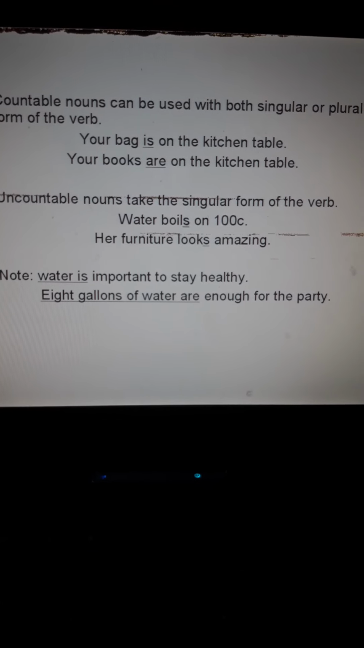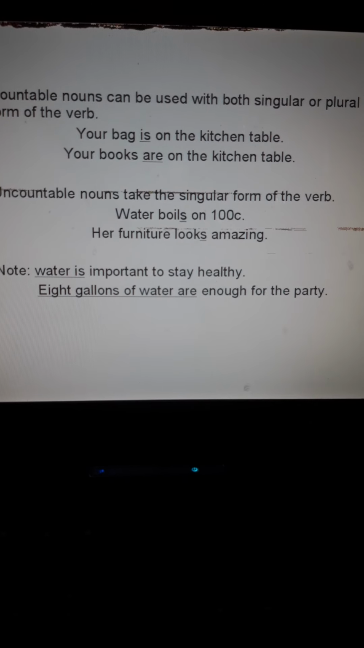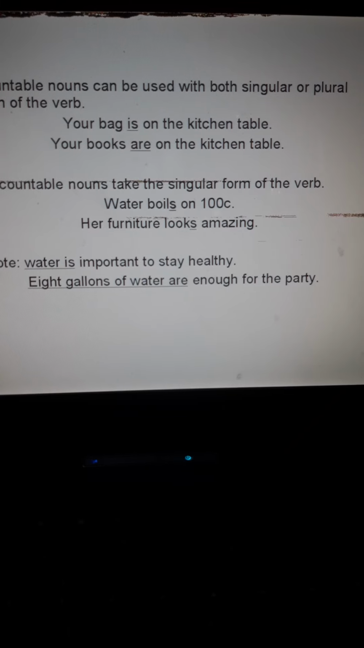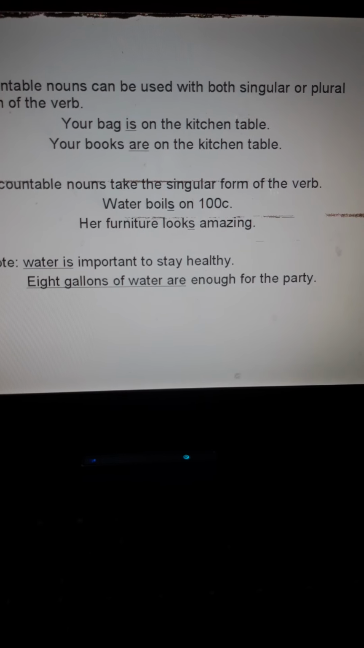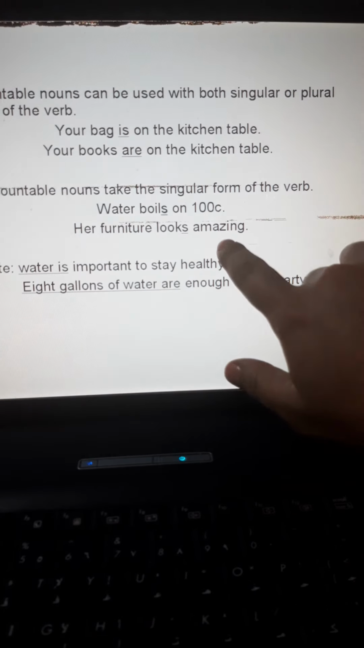Furniture is a singular noun. It is uncountable, so we deal with it as a singular noun. So her furniture looks, notice the S here, looks amazing.